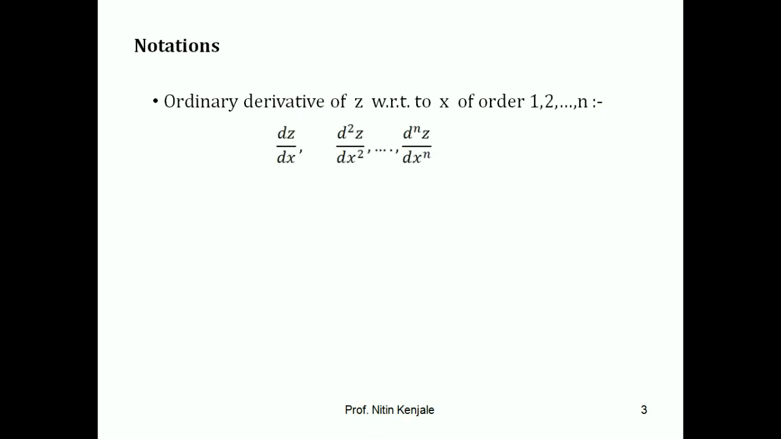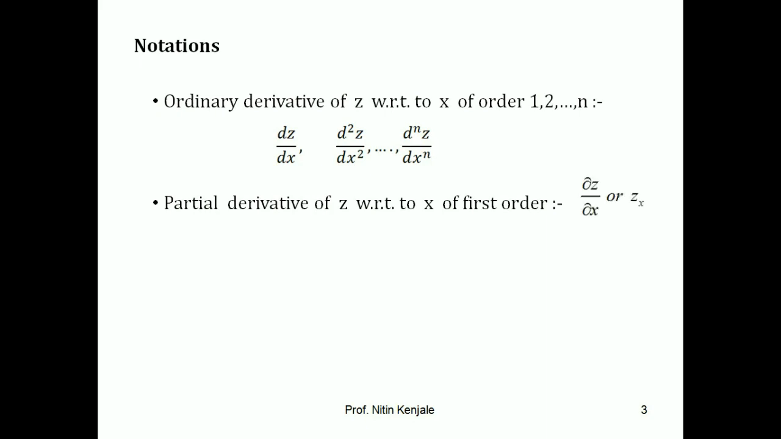Now let us see the notations. For the ordinary derivative of z with respect to x of order say 1, 2 up to n, the notations are dz by dx, d2z by dx square, or dnz by dx raised to n. In case of partial derivative of z with respect to x of first order, we denote it by del z by del x or simply zx.